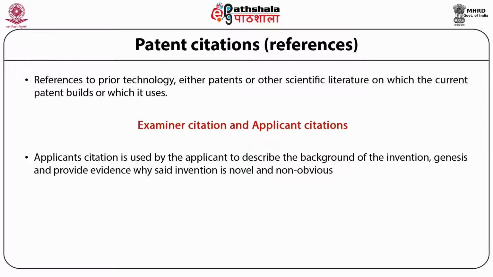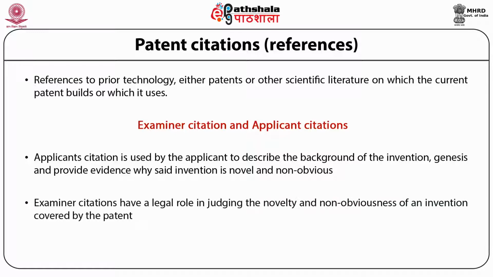Application citation is used by the applicant to describe the background of the invention, its genesis, and provide evidence of why said invention is novel and non-obvious. So, this application citation also acts as a sort of establishing the claim of a patent, showing why this patent needs to be granted. A more legal aspect of this patent document is the examiner's citations.